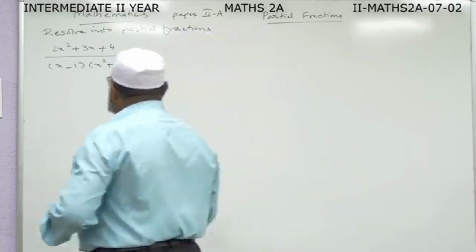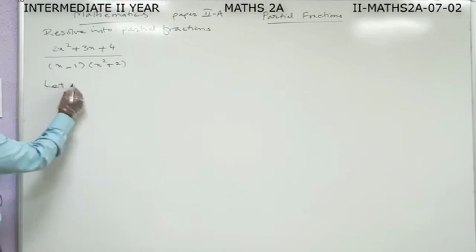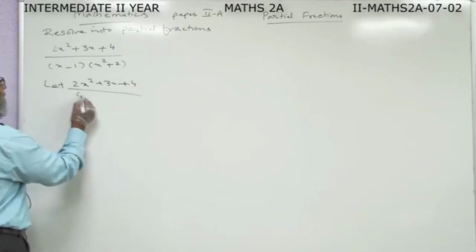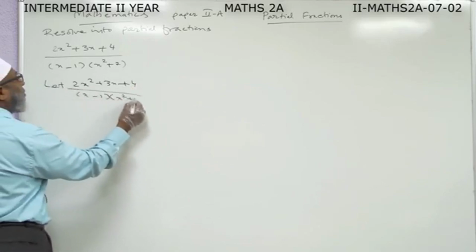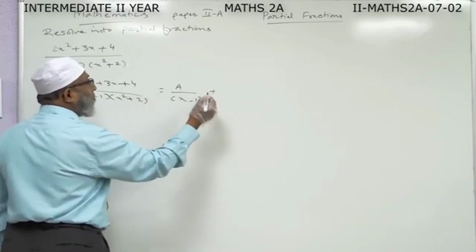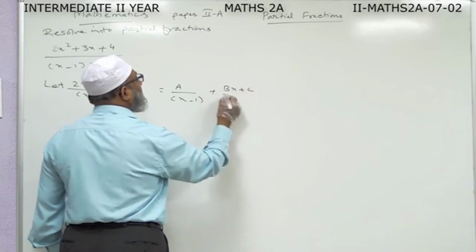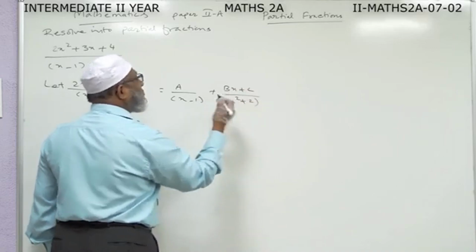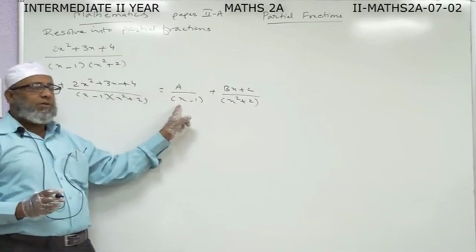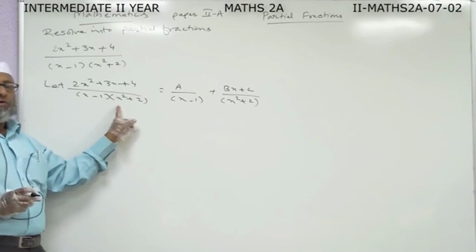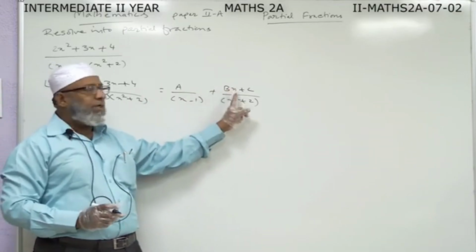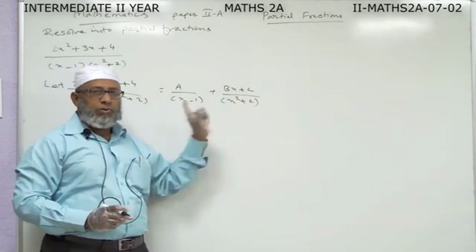Therefore, the substitution will be: let (2x² + 3x + 4)/((x − 1)(x² + 2)) equal a/(x − 1) + (bx + c)/(x² + 2). Because the first term is linear, for linear the substitution will be a/(x − 1). The second term is quadratic which cannot be split into linear ones. For that, the substitution will be (bx + c)/(x² + 2), isn't it?